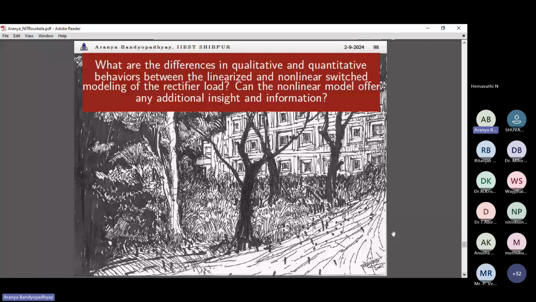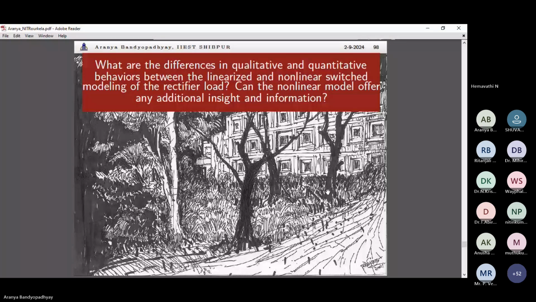So, again, let us begin our last phase of my talk by asking some questions. Because as an engineer, not only as an engineer, but as a scientist, we should always ask ourselves some questions and should try to answer them. So what are the differences in qualitative and quantitative behavior between the linearized and nonlinear switch modeling of the rectifier? Isn't it the most obvious question at this stage? Why should we go for the nonlinear model? Does it offer any additional insight and information? If not, then we need not go for it.